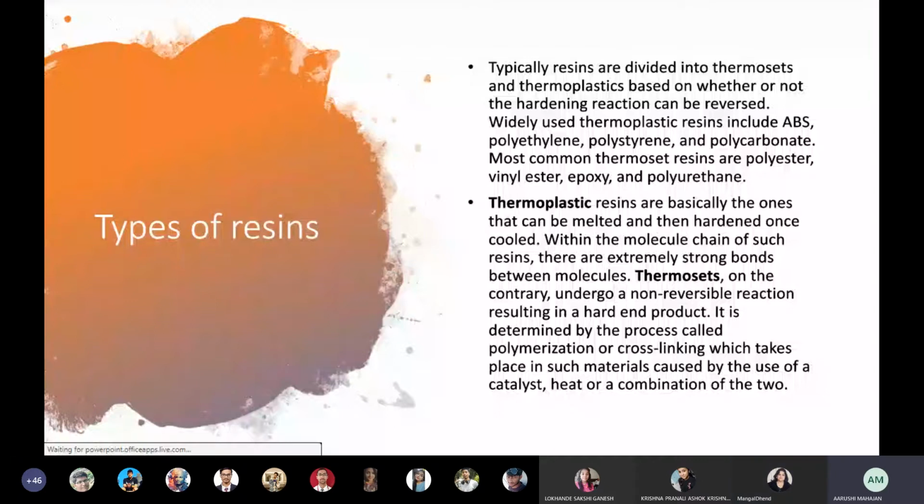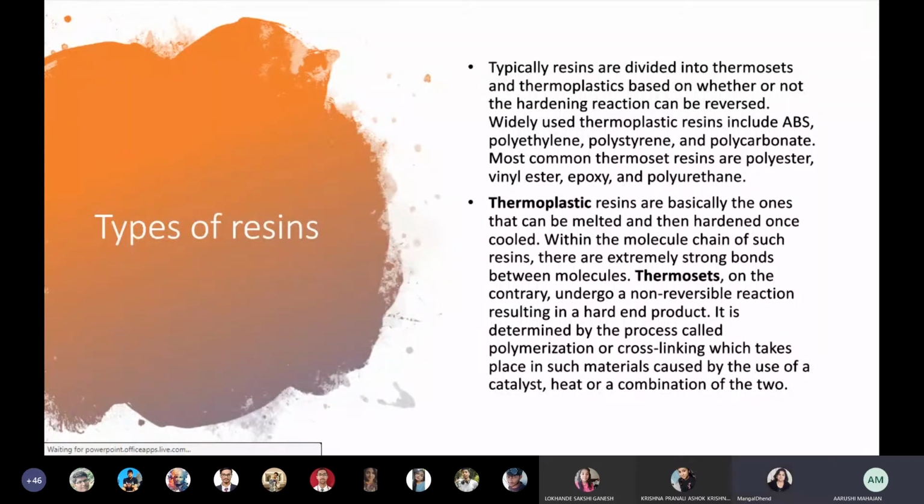Whereas thermosets undergo a non-reversible reaction resulting in a hard end product. It is determined by the process called polymerization or cross-linking. So thermosets are converted into polymers, whereas thermoplasts harden. The examples of thermosets are epoxy, vinyl ester, etc., and they are used as insulating materials. Whereas thermoplasts are used as polymers. They are used in ABS and different other uses.